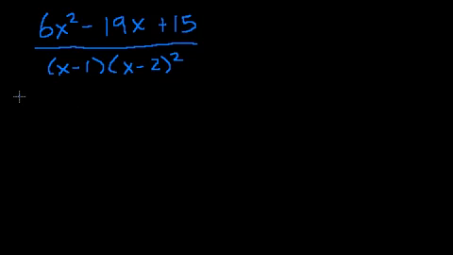So you might say, gee, this is a little bit different, because what do I do here? I have this first degree factor, but it shows up twice. It wouldn't make sense to do a over x minus 1 plus b over x minus 2 plus c over x minus 2, because the b and the c would just add together because they have the same denominator, and you could just view them as one variable. You wouldn't have two separate variables here. So this wouldn't make sense as a partial fraction expansion of this.